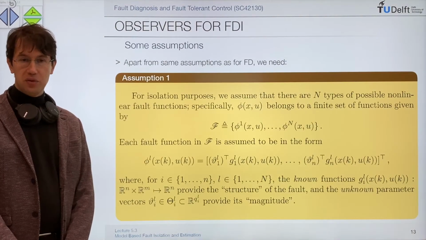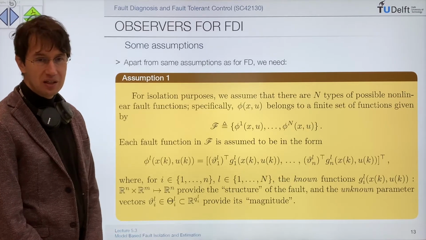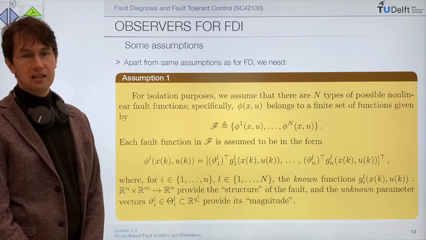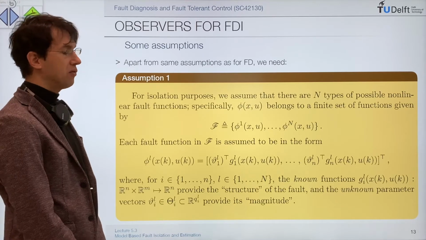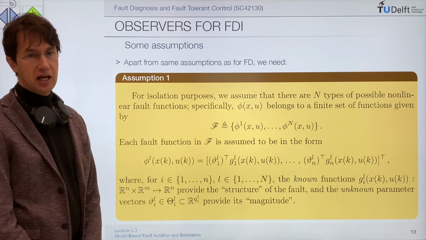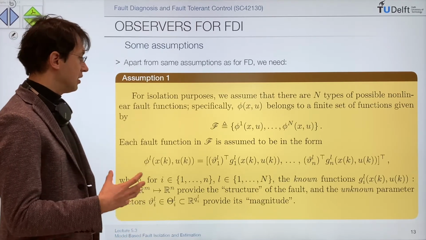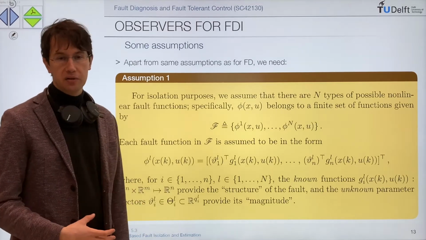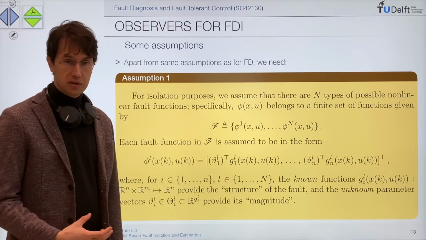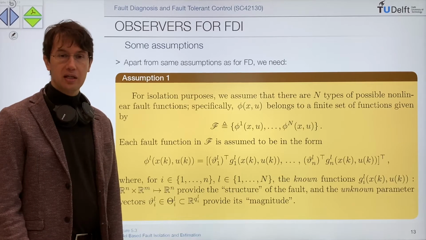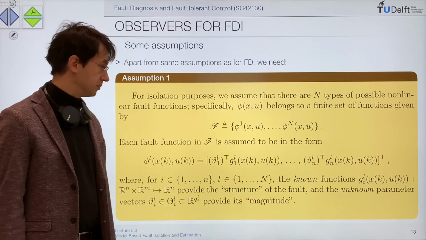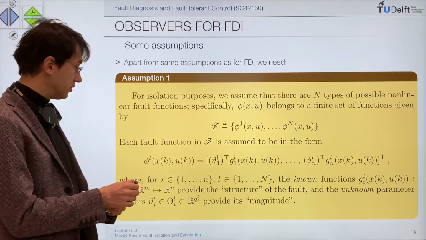The first thing that we need to do is to define the knowledge base before building the isolation observers. So we said many times we have this knowledge base, we have this knowledge about the faults, but how do we mathematically define that? We define that through a set.